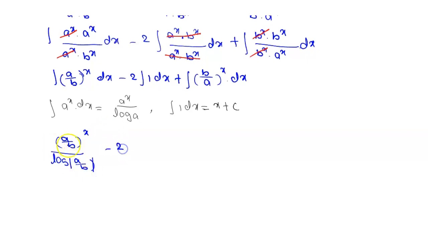Minus 2 into integral 1 dx. 1 dx can be written as x, plus the same thing here, (b by a) whole power x by log (b by a). For the entire thing I am writing one constant. Okay. Right. Now go for the next question.